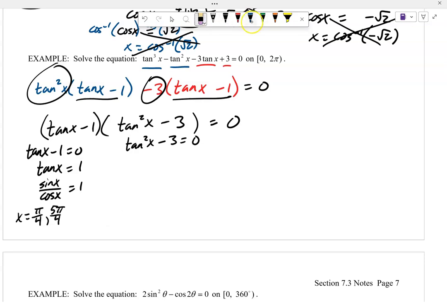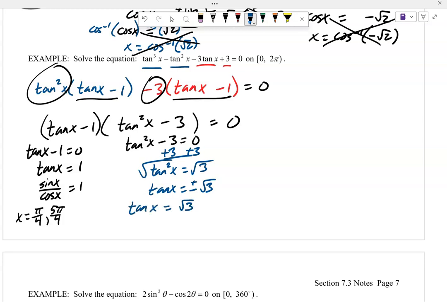Now let's move over to this tangent squared x minus 3 equals 0. Let's add 3 to both sides. So I have tangent squared x equals 3. Let's square root both sides. So the tangent of x is plus or minus root 3. And so let's think about where the tangent equals positive root 3.